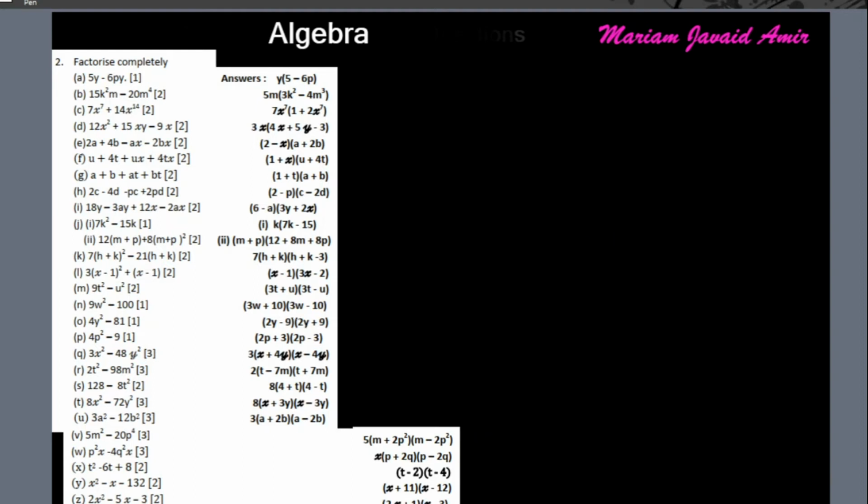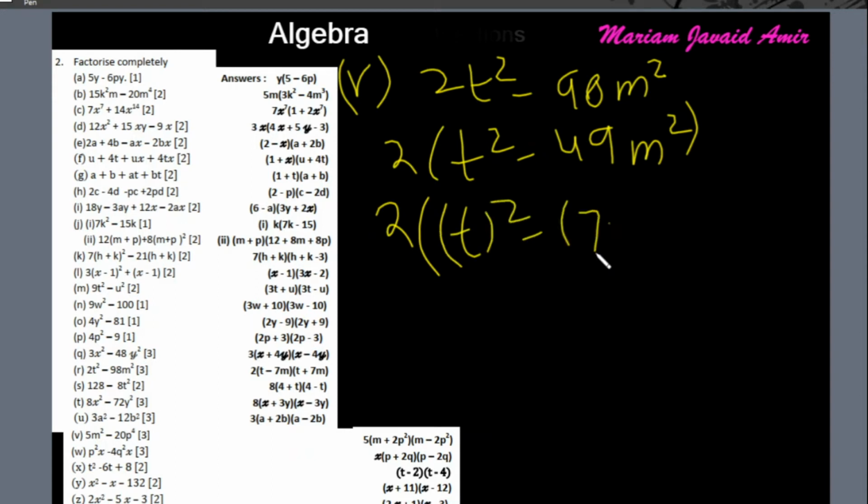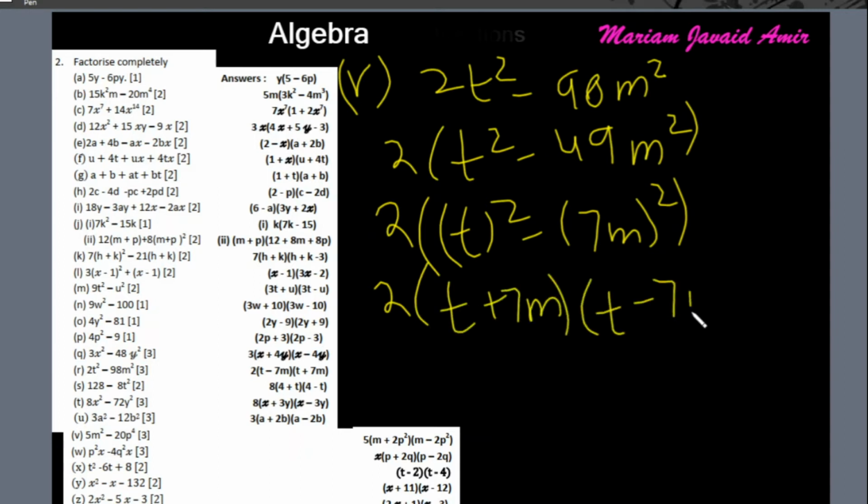Next is part R, which is 2t square minus 98m square. So first 2 is common, take 2 outside, we're left with t square minus 49m square. This becomes (t) whole square minus (7m) whole square. So 2(t plus 7m)(t minus 7m).